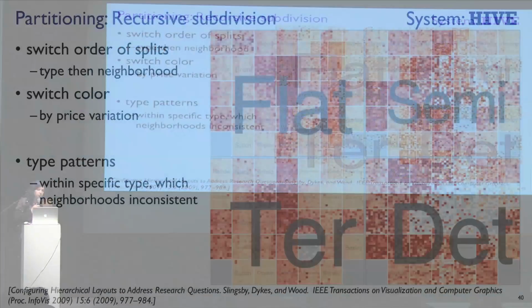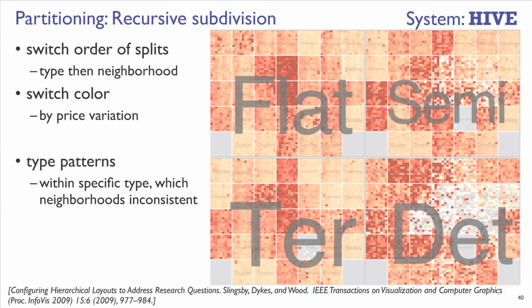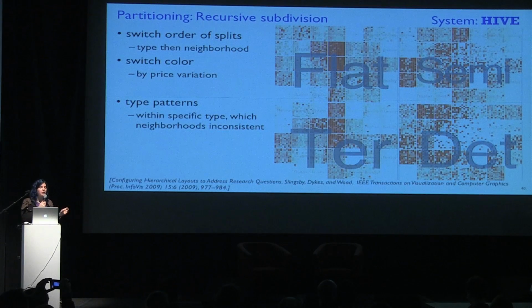What happens if we switch this? So now what I'm going to do is start by splitting it into the type of house, the flat versus semi-detached versus terraced row house versus detached house, and then within each of these we're splitting by neighborhood. And now we've also switched our coloring, we're looking at the price variation, and now what we see is that you can look at patterns of how inconsistent it is within each neighborhood based on already looking at the type. So the use case might be, you've already decided I'm going to buy, say, a flat, and I want to know where it's worth continuing to look. So it's supporting different kinds of questions.